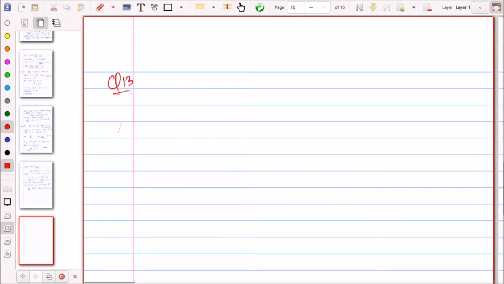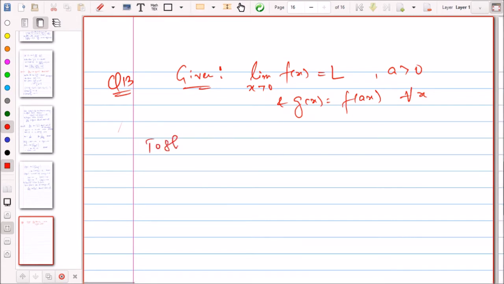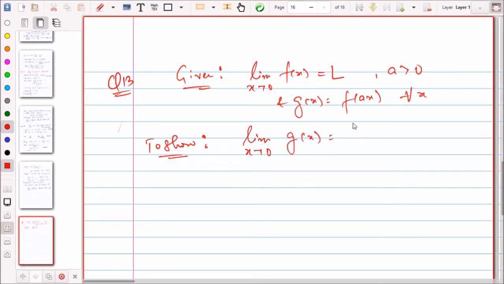So, question number 13. Given limit x tends to 0, f(x) is equal to L, a is greater than 0, and g(x) is equal to f(ax) for all x. To show: limit x tends to 0, g(x) is equal to L. This we have to show.